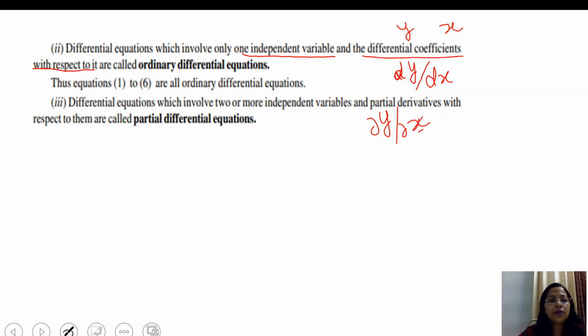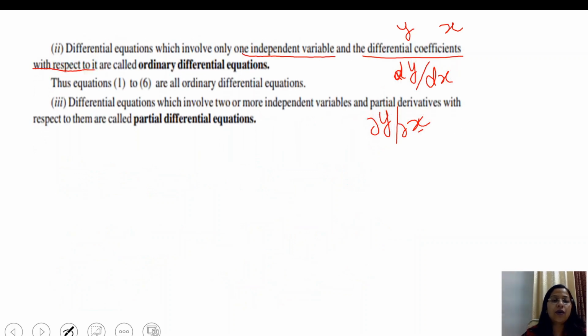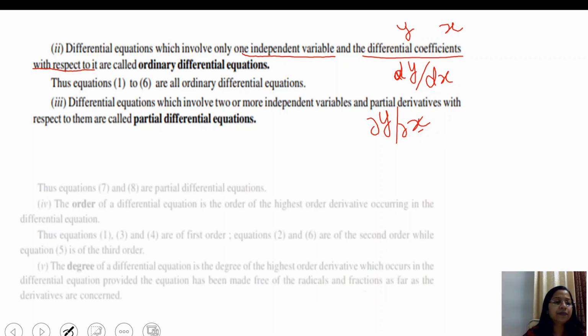In the previous examples, 1 to 6, so many examples we have noticed here. From this to this, we can notice that all are ordinary differential equations. And differential equations which involve two or more independent variables and partial derivatives with respect to those independent variables are called partial differential equations, which I have told you already.